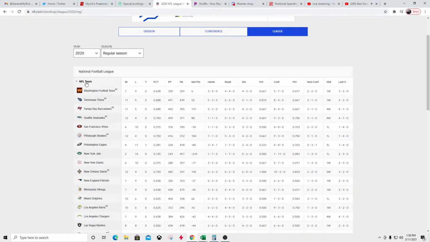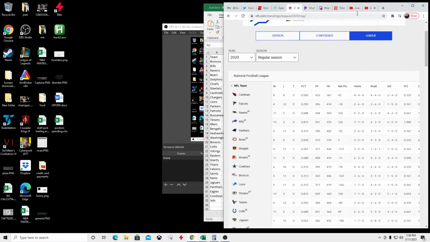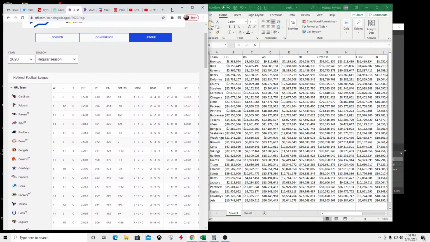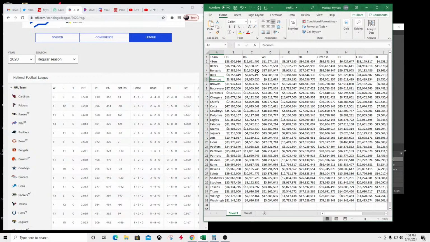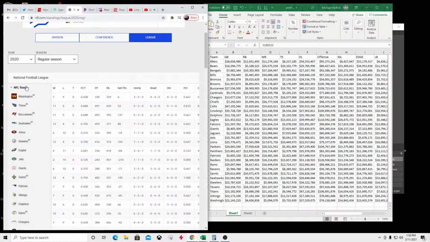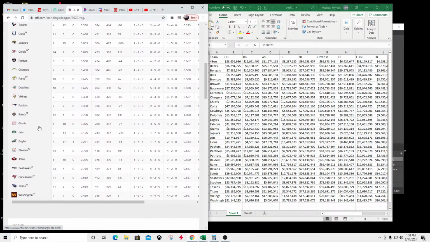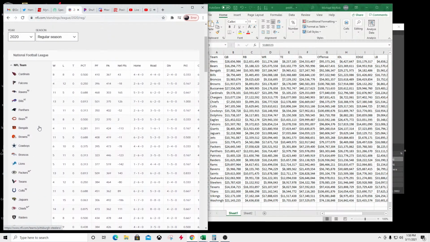NFL league standings. All right, perfect. This will go faster because we can alphabetize them. Where are the Bears? That's what I'm talking about. Where are the Bears at? Bears are here for some reason, even though we alphabetized them. All right, well, we just gotta be careful.